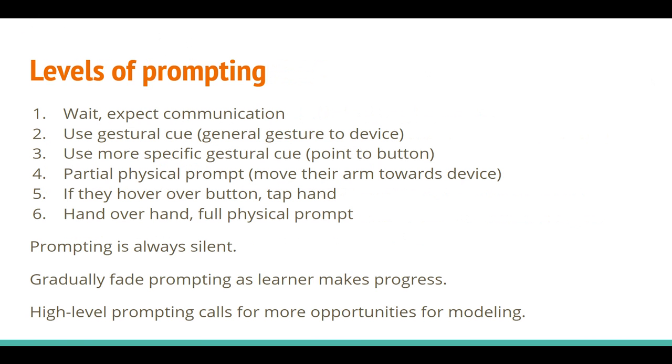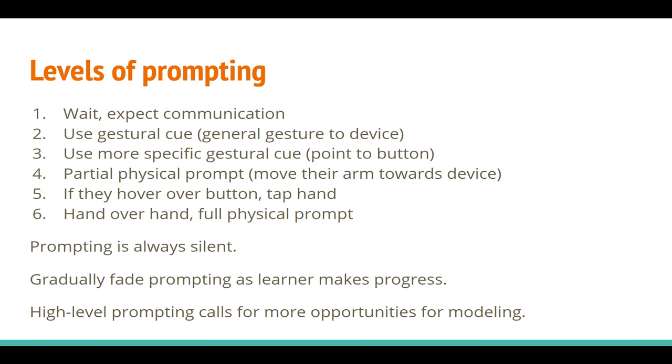The fourth level is a partial physical prompt, like move their arm towards the device. The fifth level is if they hover over the button, tap the back of their hand. And the sixth level is full hand-over-hand physical prompt.